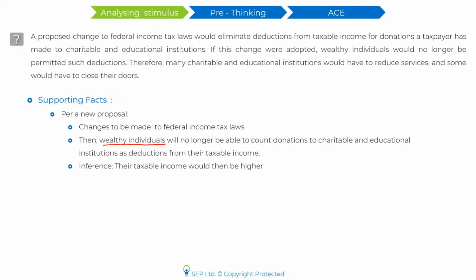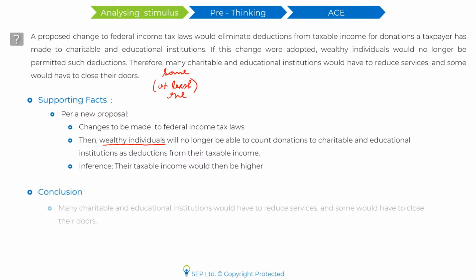All right. Therefore, now we have the conclusion coming up. Many is equal to some. Remember that. Some means at least one and could be more. So therefore, at least one charitable and educational institution would have to reduce the services, and at least one would have to close their doors. So the conclusion is that many of these institutions who were receiving the donations will have to reduce their services and probably would have to close their doors.